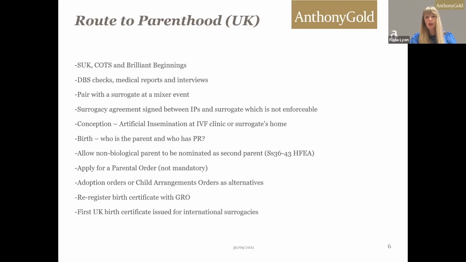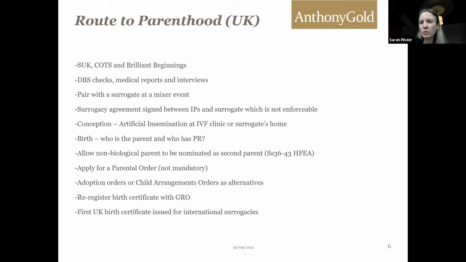So how do you get there? How do you get to the point of having a baby by surrogacy? So the IPs will have to join an organisation such as Surrogacy UK, COTS, or Brilliant Beginnings. They're the sort of big three. They will then do DBS checks, medical reports, and interviews with representatives of those organisations to make sure that they're appropriate for a surrogacy arrangement. Then they will need to pair with a surrogate, very crucially, usually at a mixer event.